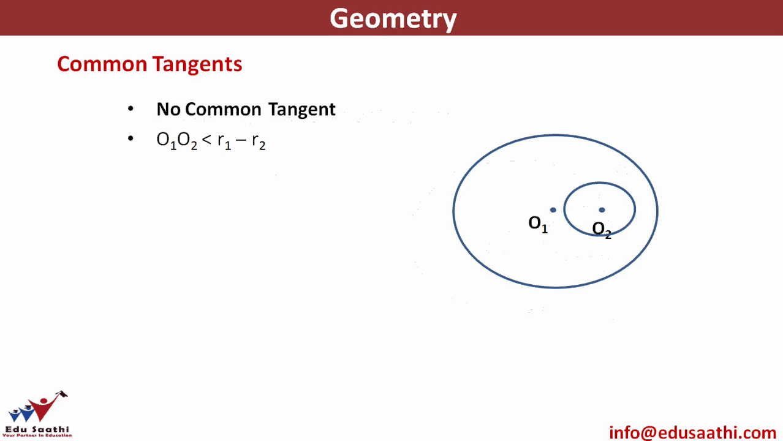If a circle is completely inside the other with no part touching the outer one, I'll have no common tangent at all, and the distance between their centers would be less than the difference of the two radii. So this total is R1. If I subtract R2 also, this is the distance between their centers that I have. This is actually less than the difference R1 minus R2.